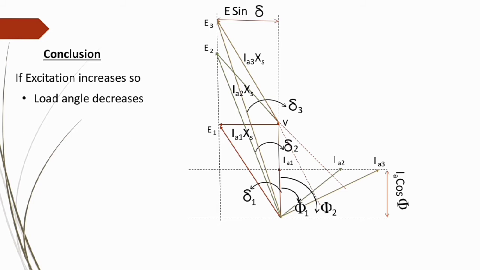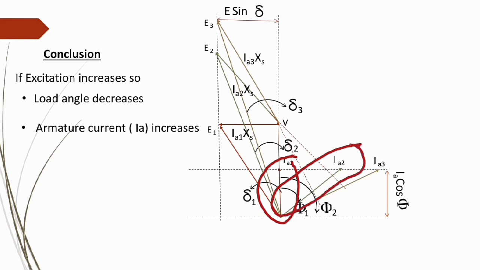Then the second one, yes, armature current IA increases. You clearly see this. Initially the armature current is this, then the value of armature current increases, and at the last, when the excitation is increased more, the value of armature current is more. So here you see this conclusion is right.